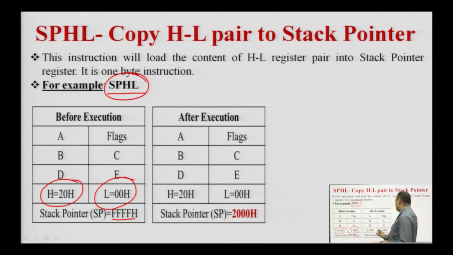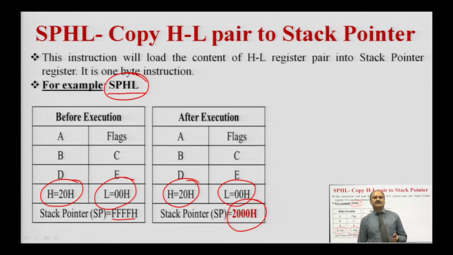After the execution of the SPHL instruction, the content of the HL register pair is loaded into the stack pointer register. The value of H is 20 and L is 00, and the same value is loaded into the stack pointer. So after the execution, instead of FFFFH, the stack pointer has the value 2000H. This instruction loads the content of the HL register pair into the stack pointer register, which is a 16-bit register.